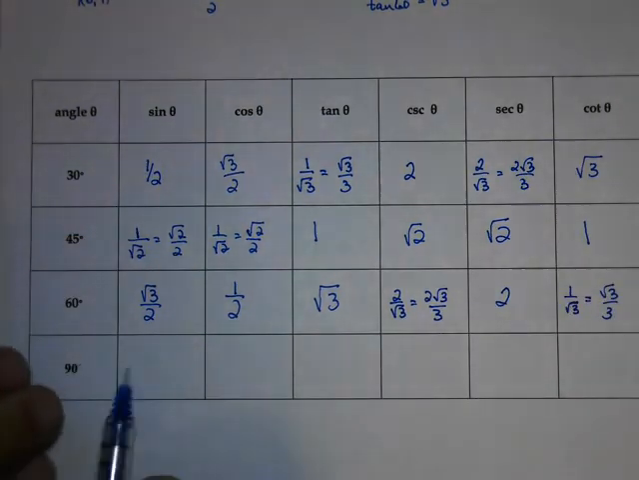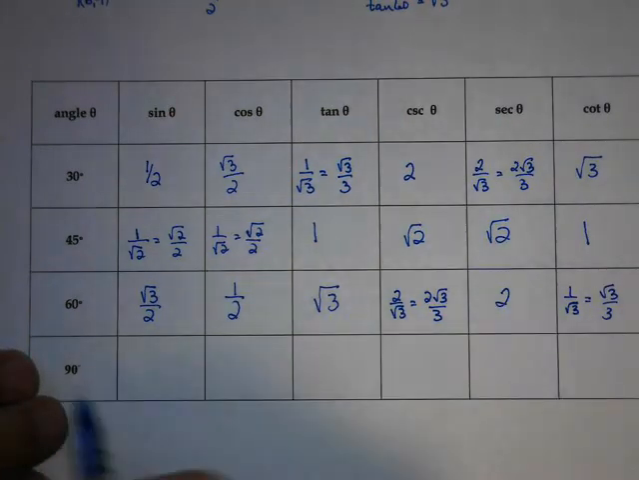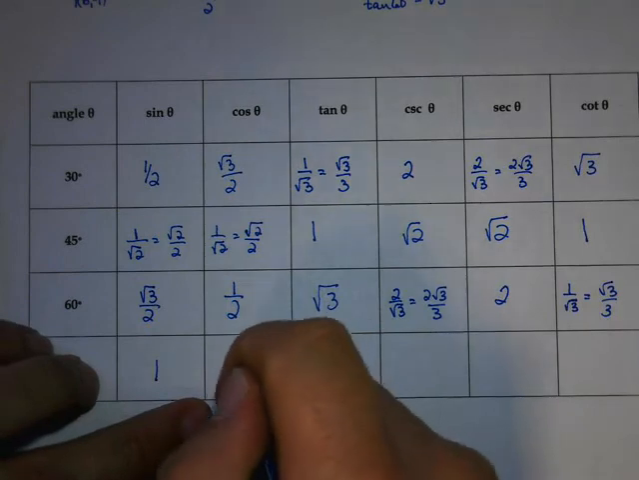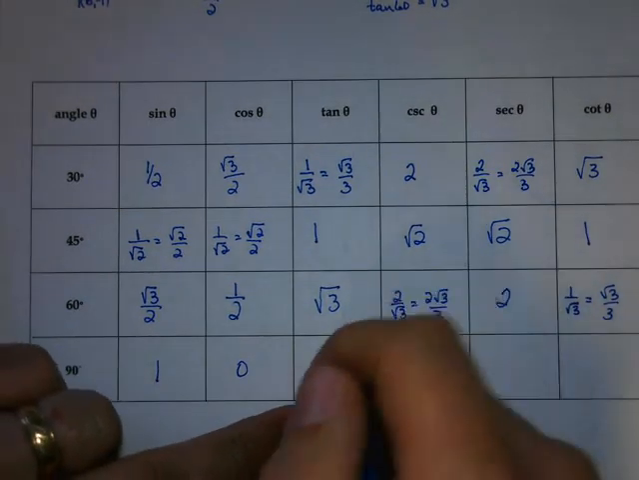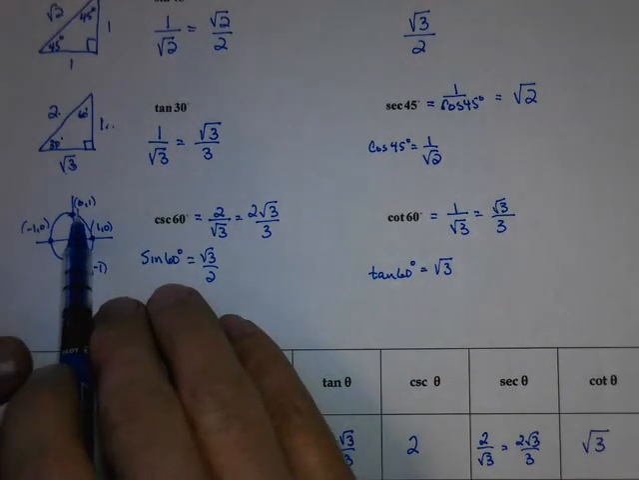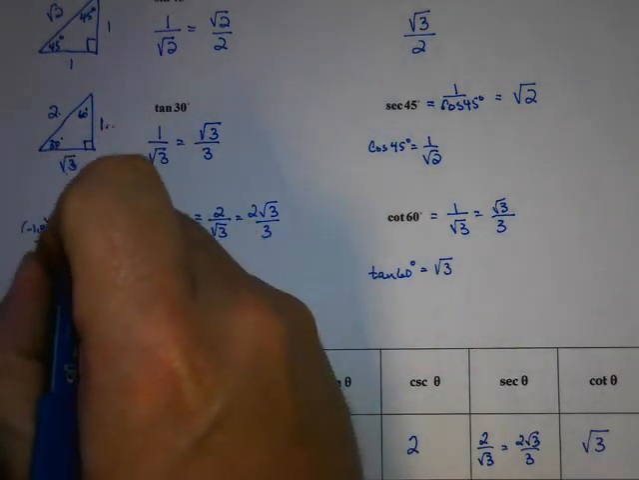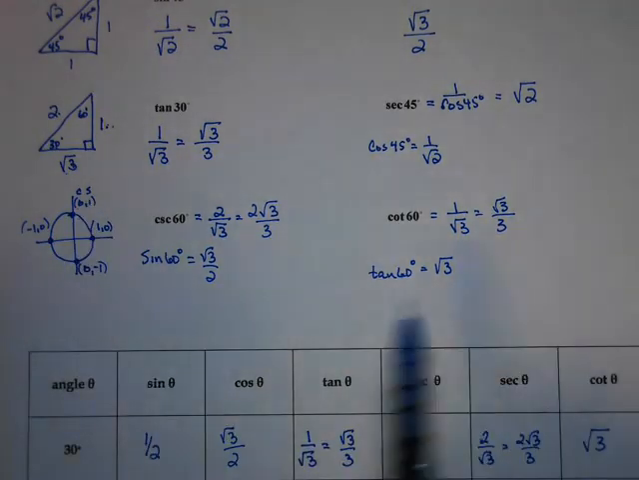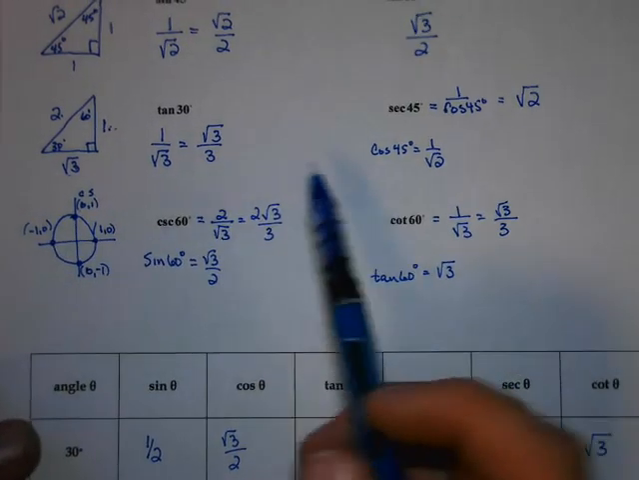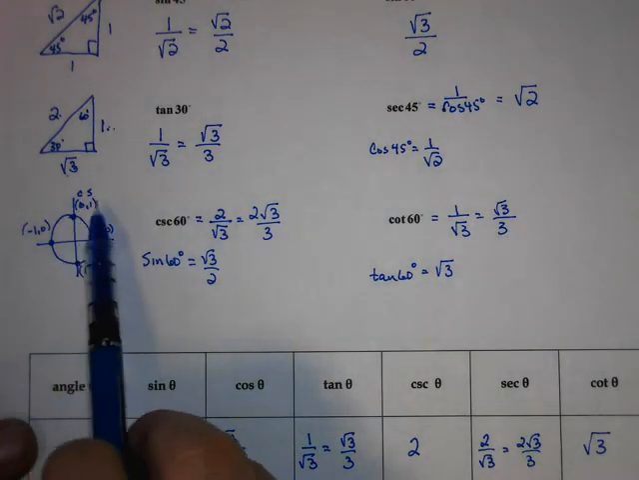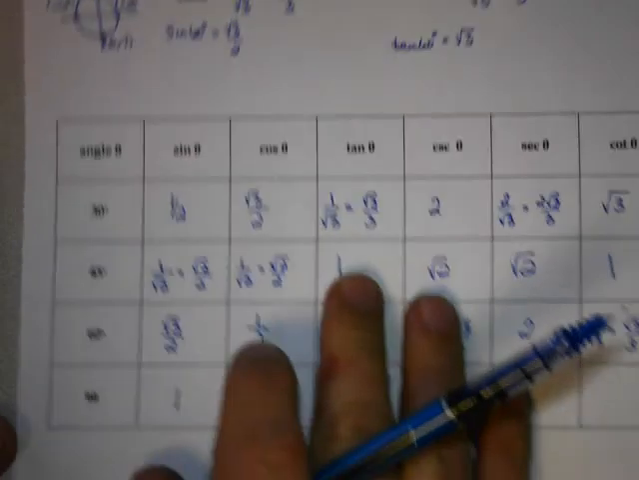Now if we're doing 90 degrees, the sine of 90 degrees is 1. The cosine of 90 degrees is 0. The tangent of 90 degrees is undefined. Again, how am I getting that? I'm using my unit circle, 90 degrees. So remember, it goes cosine, sine. So the sine of 90 degrees is 1. The cosine of 90 degrees is 0. Tangent is sine over cosine, so it's 1 over 0, which is undefined.